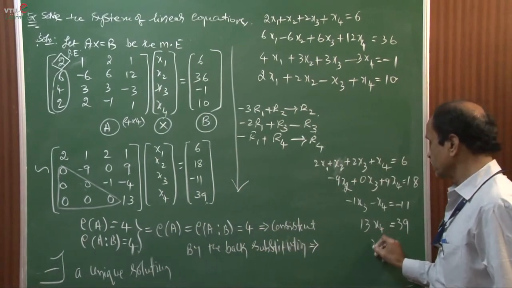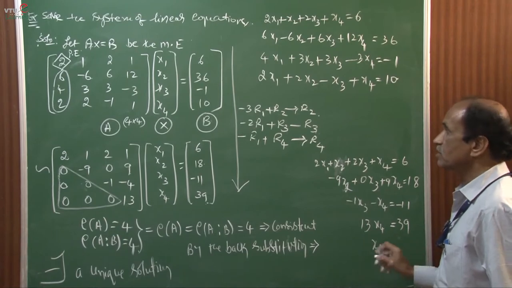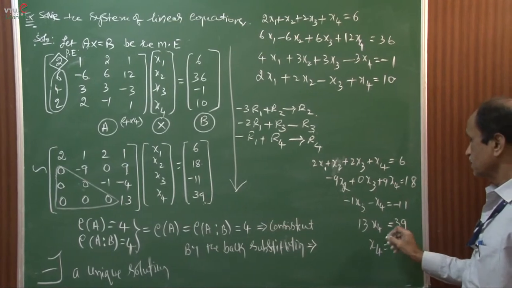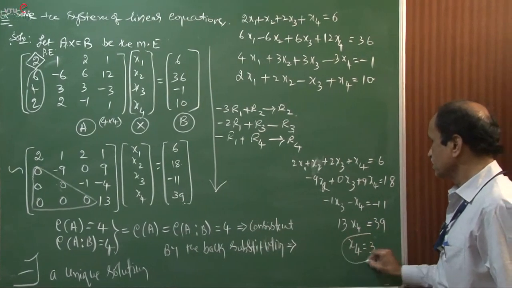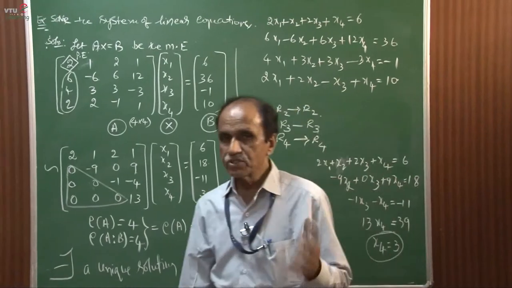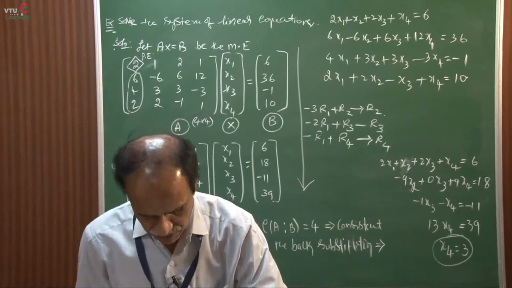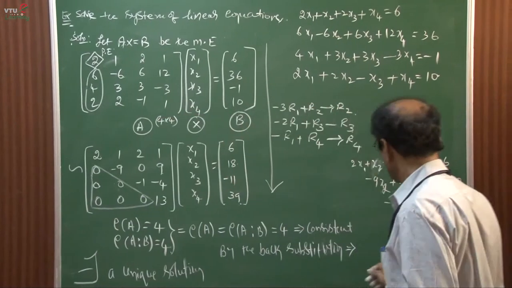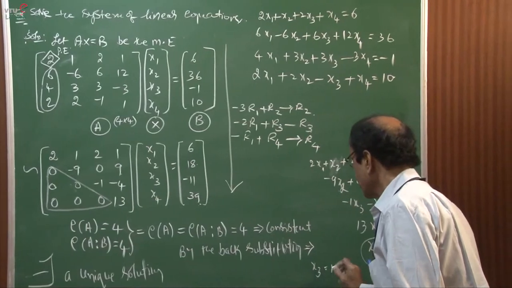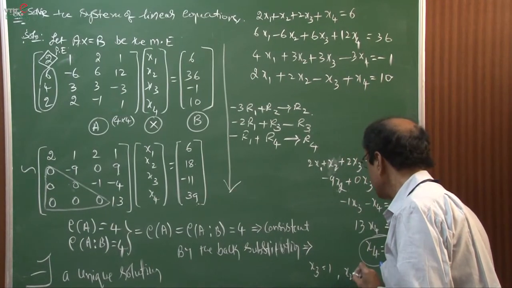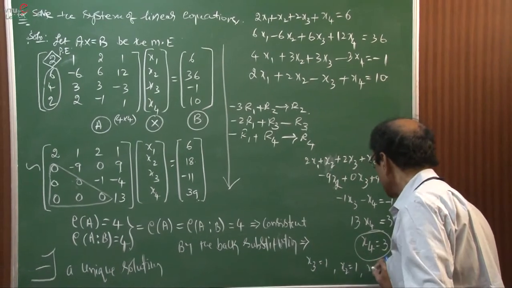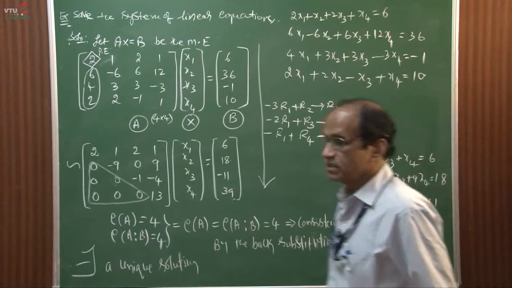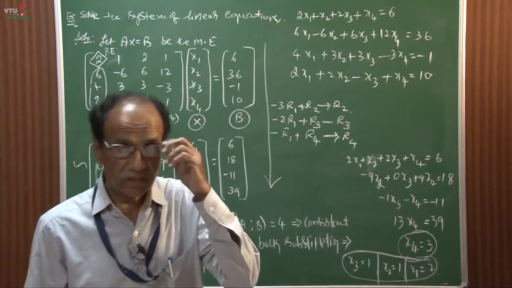So one value immediately you can trace out, that is x4 is equal to 39 divided by 13, which is 3. x4 is equal to 3. Substitute that in the previous equation and you will get the solutions. That is x4 is equal to 3, x3 is equal to minus 1, x2 is equal to 1, and x1 is equal to 2. These are the solutions. Whether these solutions are correct or not, you have to verify.